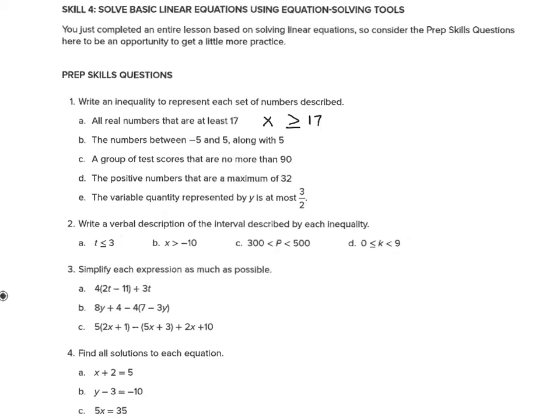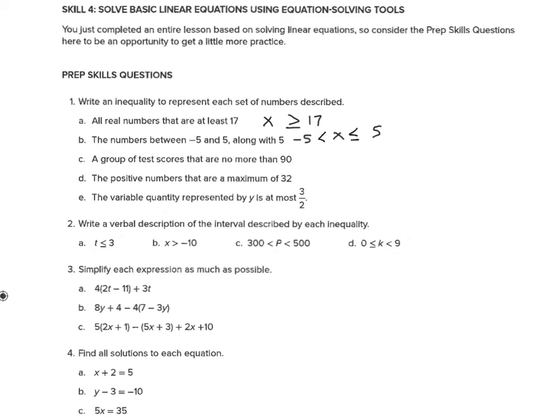B, the numbers between -5 and 5, along with 5. Well, we need x to be greater than -5, but it needs to be less than 5. But when they say along with 5, we need to include the 5.